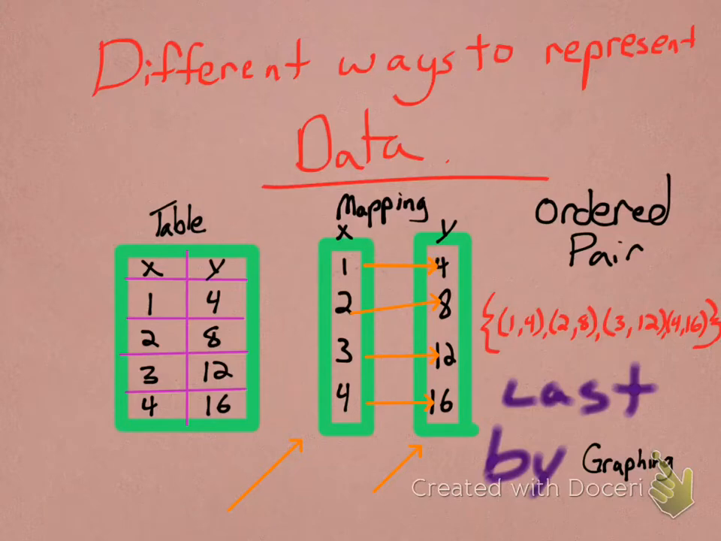Okay? And then you have ordered pair way, and this is how you list many ordered pairs. Use these funny looking brackets right here. And then the last way is, of course, by graphing, like on an XY coordinate plane.